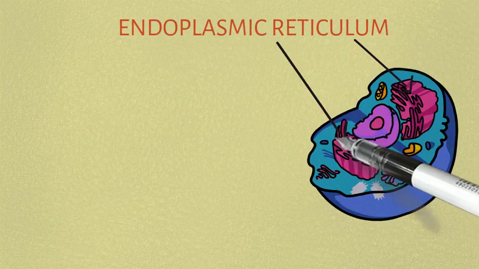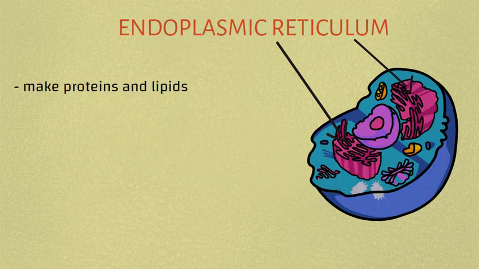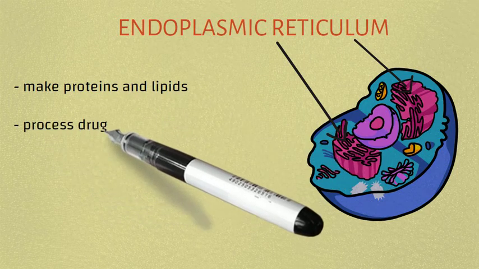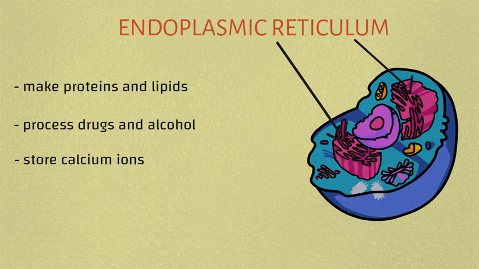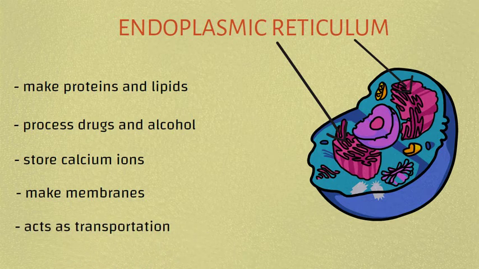The next organelle is the endoplasmic reticulum, or the ER. The ER makes proteins and lipids. It processes drugs and alcohol. It stores calcium ions, and it makes membranes. It acts as a transportation system inside the cell.